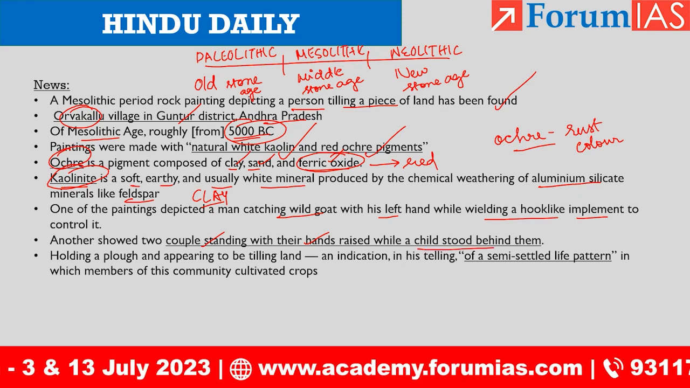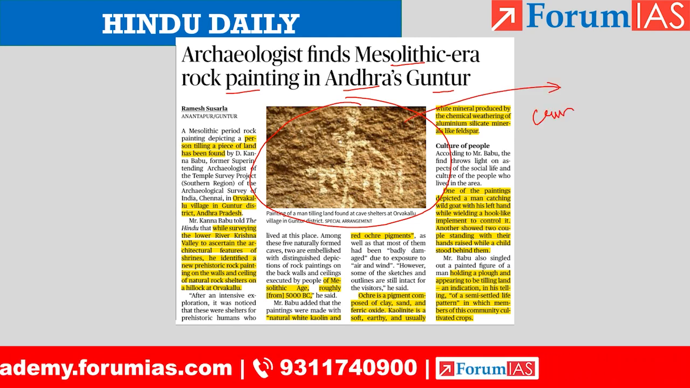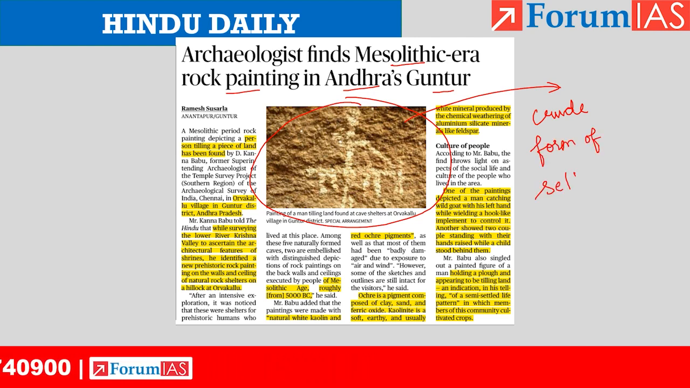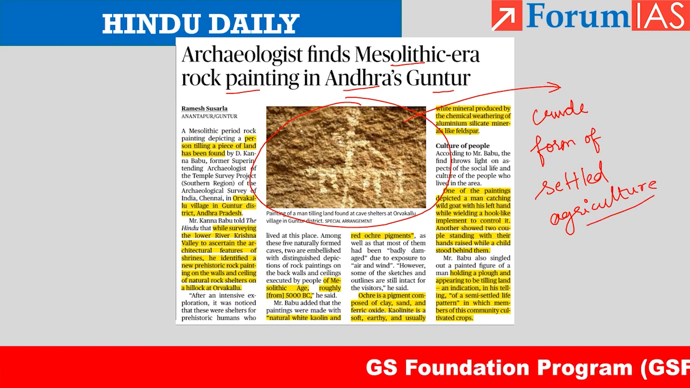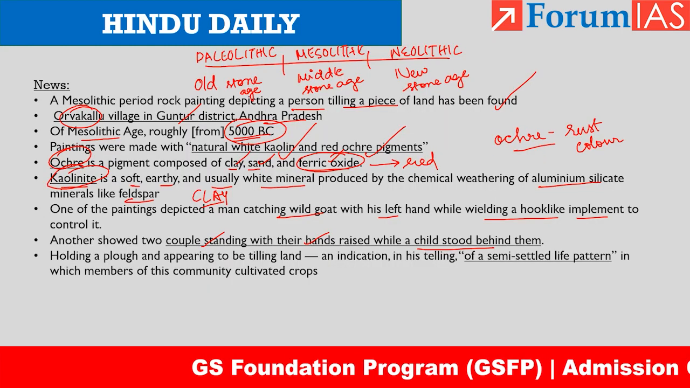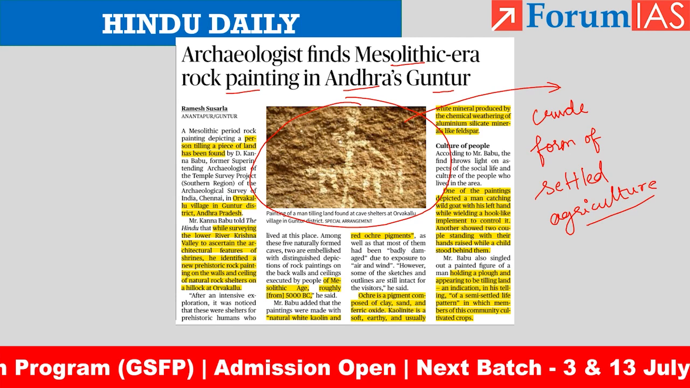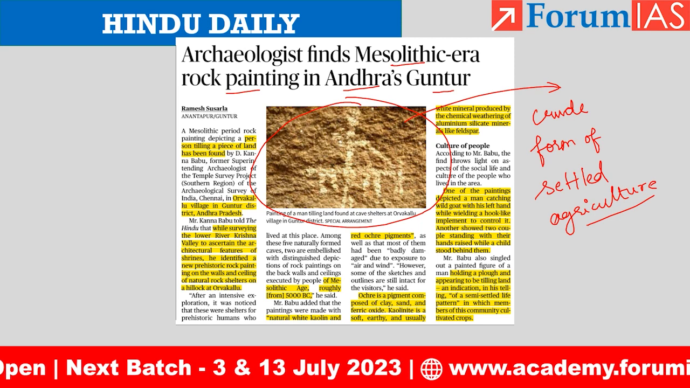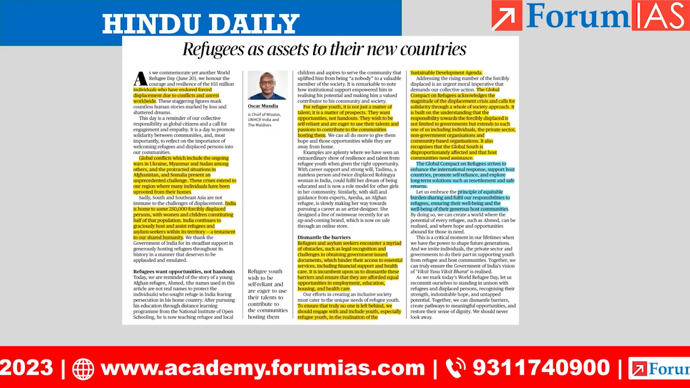So if we have found a man tilling, then a crude form of settled agriculture must have begun in this time. So actually agriculture solidified during the Neolithic period. But if we found a man tilling in the Mesolithic era, maybe they started out with settled agriculture. That's what it indicates. Okay, so that's it for this article. We'll move to the next article.